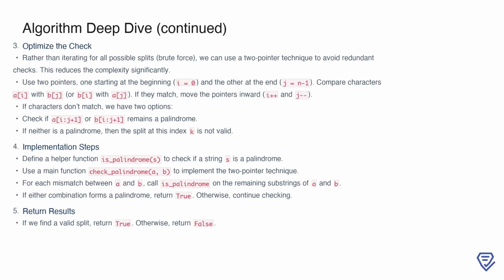However, if a mismatch occurs, we have two options. We can check if the remaining portion of A, specifically A[i:j+1], forms a palindrome, or we check if the corresponding portion of B, B[i:j+1], is palindromic. If neither is true, then the split at this point is invalid. To implement this, we define a helper function is_palindrome(s) to verify if a given string s is a palindrome. The main function, check_palindrome(a, b), uses the two-pointer technique to identify mismatches, calling is_palindrome on the remaining substrings as needed. If any valid split is found, the function returns true. Otherwise, it returns false after checking all possibilities.